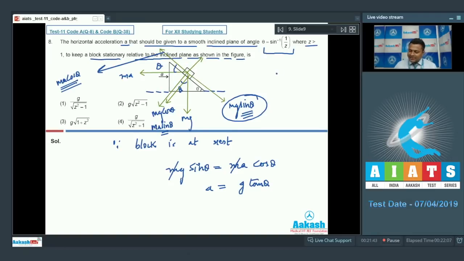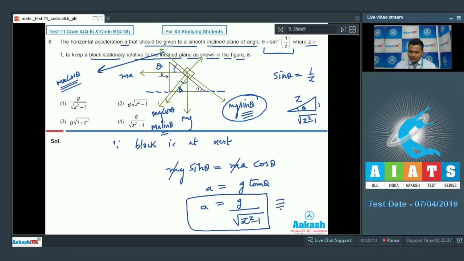And since sin theta is given already in the question, sin theta is 1 by z. So from the right angle triangle we can calculate tan theta as well. Sin theta is perpendicular upon hypotenuse. So 1 is perpendicular, z is hypotenuse, base will be root of z square minus 1. So therefore acceleration will be g into tan theta, which is perpendicular upon base. So g by under root z square minus 1. So this is the acceleration we have got. It means we have to go with option number 1, which is absolutely correct.